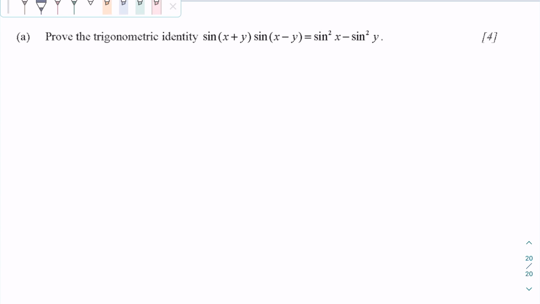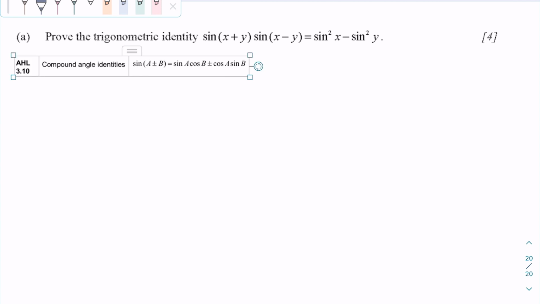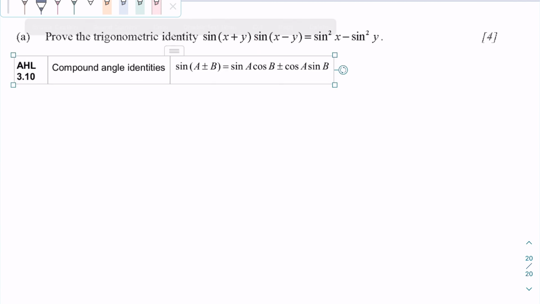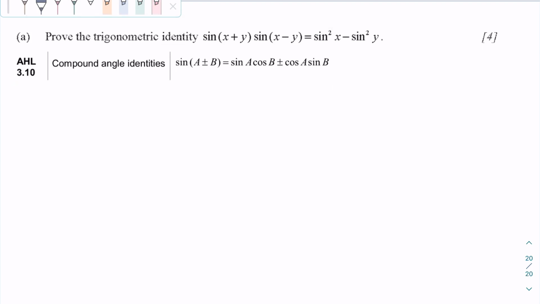Part A asks to prove the trig identity of sine(x + y) times sine(x − y) equals sine squared x minus sine squared y. First, we need to decompose the left-hand side into sines and cosines that only involve x and y instead of compound angles. We can do this by looking at the formula booklet for the compound angle identity formula.